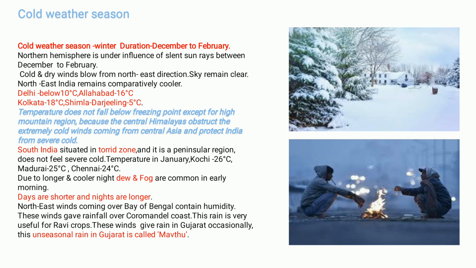Sometimes the northeast winds coming over the Bay of Bengal contain humidity. These winds give rainfall over the Coromandel coast. This rain is very useful for Rabi crops. Sometimes, because of the western disturbances, rainfall occurs in Gujarat occasionally, and this unseasonal rain in Gujarat is called Mawthu.